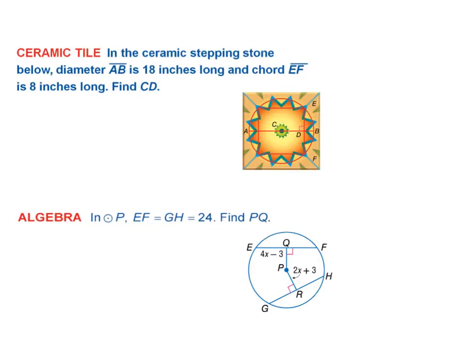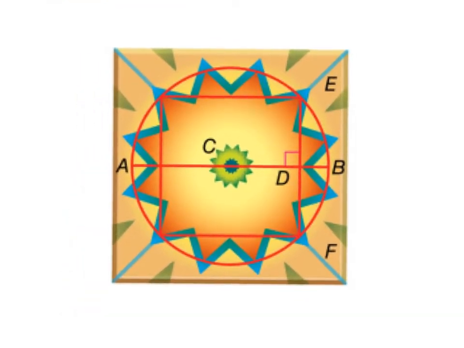Alright, now we have a tile. This one's a little tricky. The diameter AB is 18 inches long. I'm going to zoom in on this one. Okay, so the diameter, and I'm going to use, let's see, I'm going to use black. That one seems to show best on this.